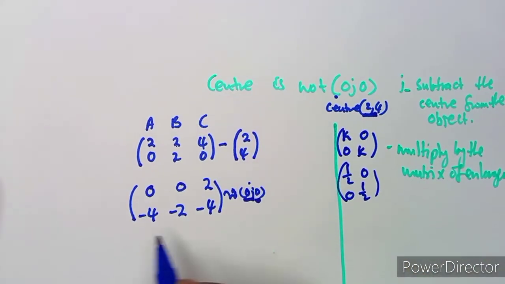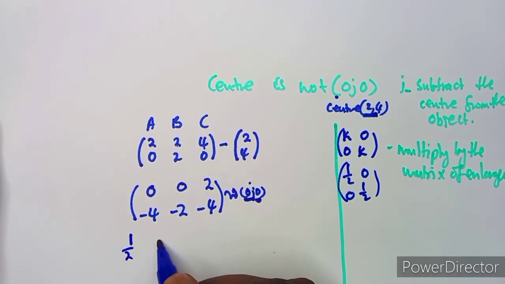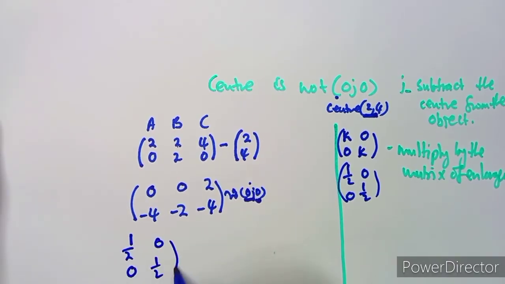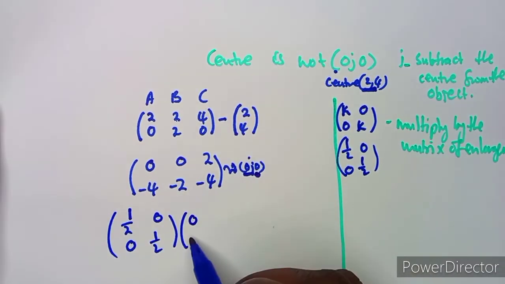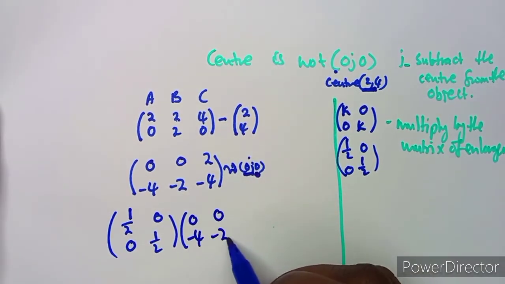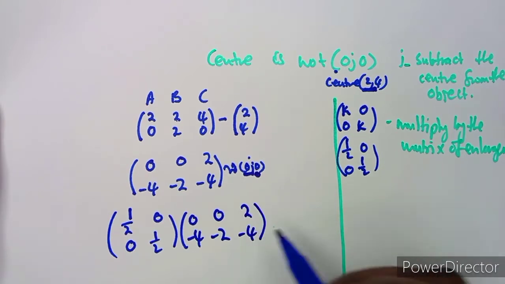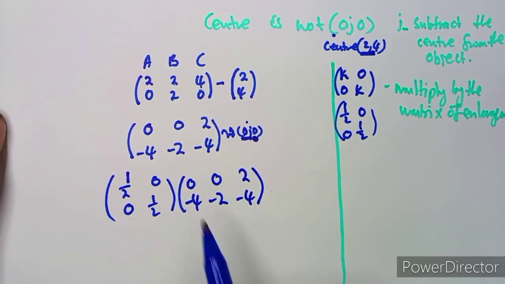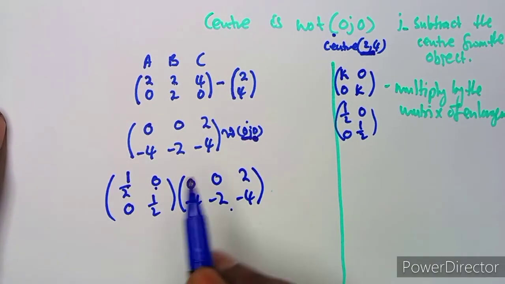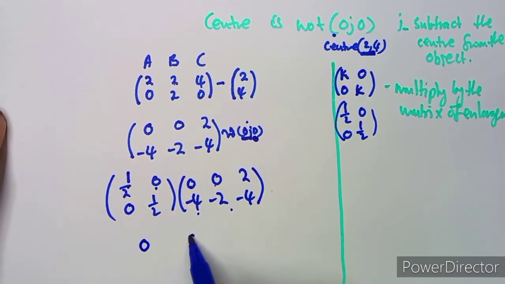So now we can multiply by the matrix, half 0 0 half, times the points now at 0 0, which is 0, minus 4, 0, minus 2, 2, minus 4. So you multiply. So guys, as you saw, it's just multiply. That is why I just multiply directly, because this 0 is going to affect all these. So just half of 0 is what? That's 0 here. Half of 0 here, that's 0.